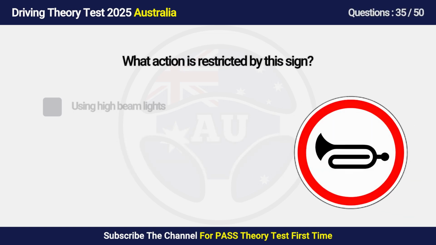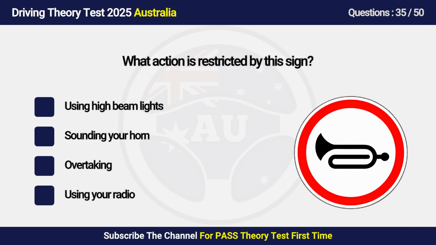Question 35. What action is restricted by this sign? A. Using high beam lights, B. Sounding your horn, C. Overtaking, D. Using your radio.